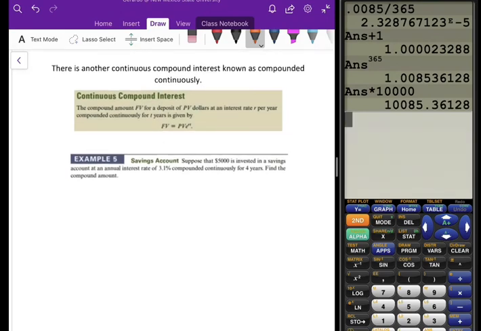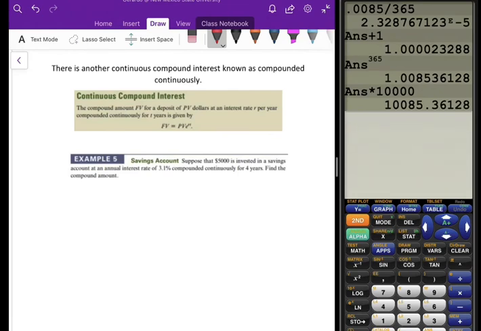Now, there is another formula that includes compound interest, and that is continuous interest. Continuous interest states that we have future value equals present value times e to the rt. By continuous, it means that this is done one after the other, as fast as a computer can calculate. So this has no end.